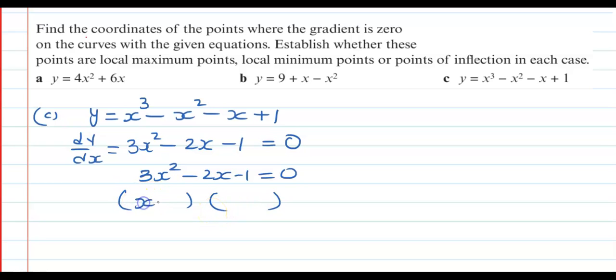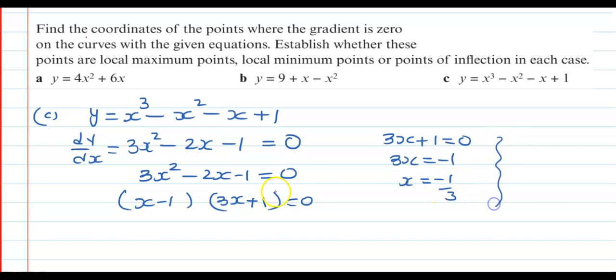So 3x plus 1 and x minus 1. Yes, that's right. 3x plus 1 and x minus 1 equal to 0. Okay, so if 3x plus 1 equals 0, you'll get 3x equals minus 1. x is minus 1 over 3. And if x minus 1 equals 0, you get x equals 1. So same thing you need to do.